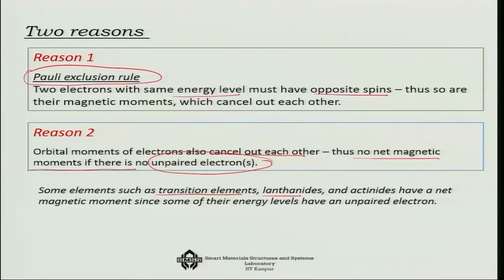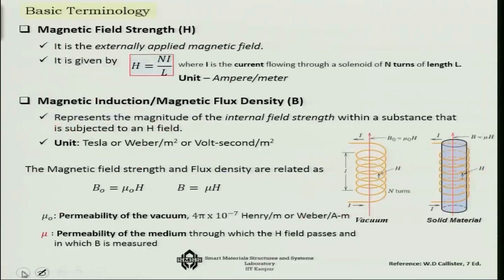Some elements such as transition elements, lanthanides and actinides have a net magnetic moment, and some of their energy levels have an unpaired electron. That is why they show this kind of magnetic moment. Now, there are some basic terminologies with respect to magnetism.